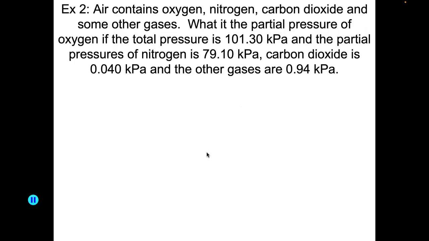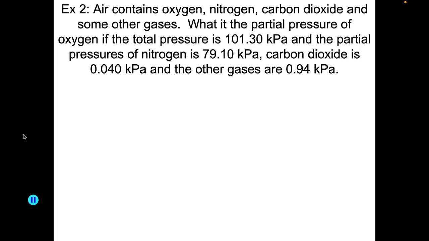All right. Example 2 says, air contains oxygen, nitrogen, carbon dioxide, and some other gases. What is the partial pressure of oxygen if the total pressure is 101.3 kilopascals and the partial pressure of nitrogen is 79.10 kilopascals, carbon dioxide is 0.040 kilopascals, and the other gases are 0.94 kilopascals? Go ahead and pause your video, try this one, and then come back and check your answer.